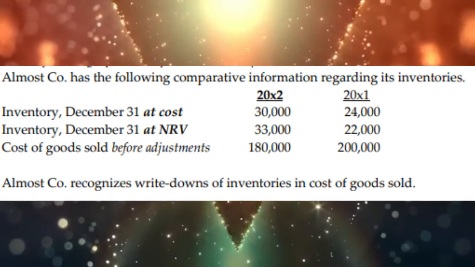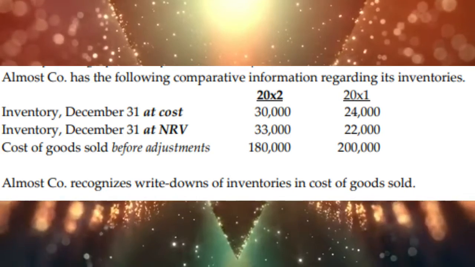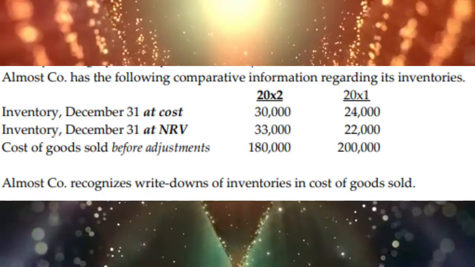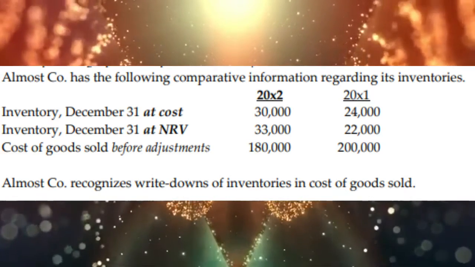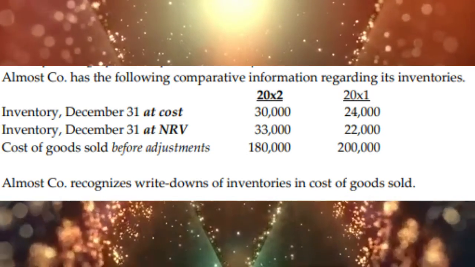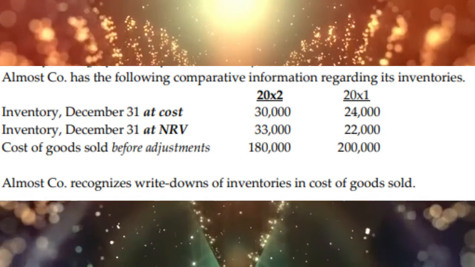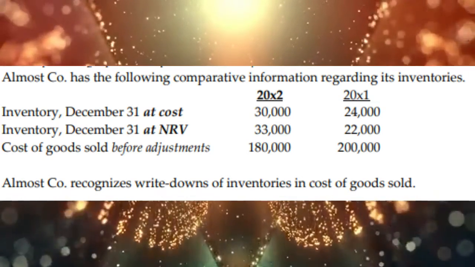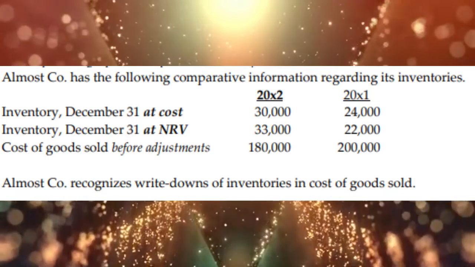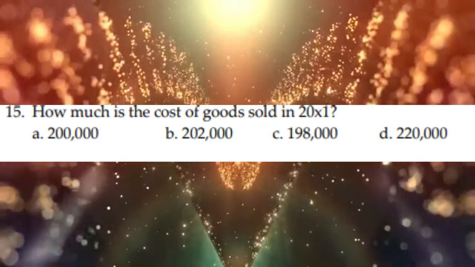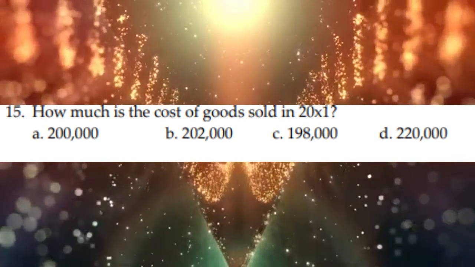Almosco had the following comparative information regarding its inventories. Inventory December 31 at cost: 30,000 in 20x2, 24,000 in 20x1. Inventory December 31 at NRV, or net realizable value: 33,000 in 20x2 and 22,000 in 20x1. The cost of goods sold before adjustment is 180,000 in 20x2 and 200,000 in 20x1. Reminder, Almosco recognizes write down of inventories in cost of goods sold. So, number 15 question, how much is the cost of goods sold in 20x1?